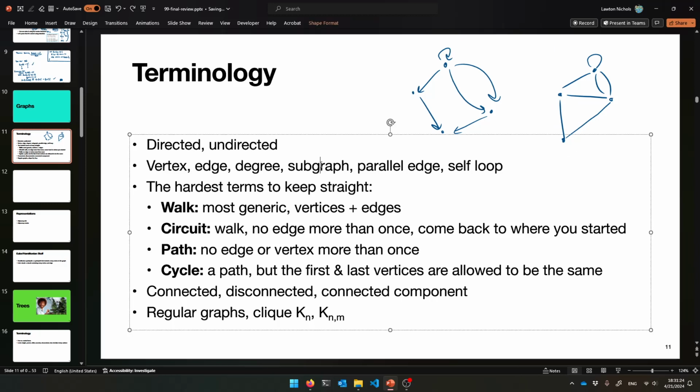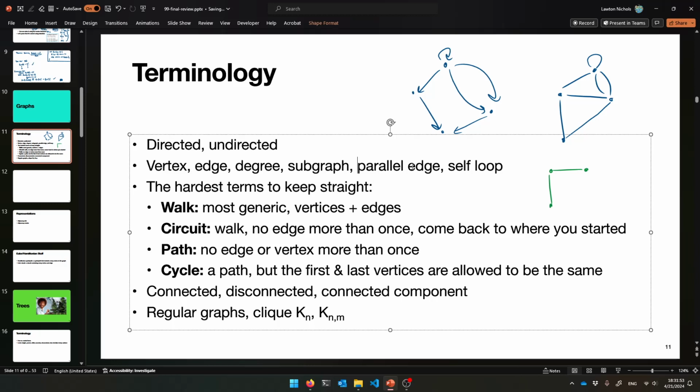Let's see. A subgraph is when you take out a piece of the graph, like you start chopping off edges or vertices. So if we start with this graph, I can take only these pieces of it. That's a piece of that graph. It's a subgraph. It's a graph inside the graph. So you see how this is a subgraph. I take only a few edges or only a few vertices, or likewise I chop off only a few vertices or only a few edges.